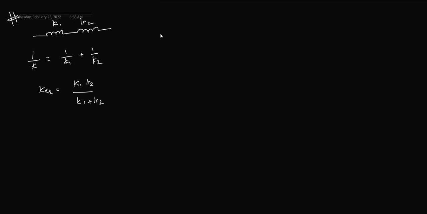For example, if they connect springs in a parallel combination like this, this is K1, this is K2. So what is the equivalent? K equivalent can be written as K1 plus K2.